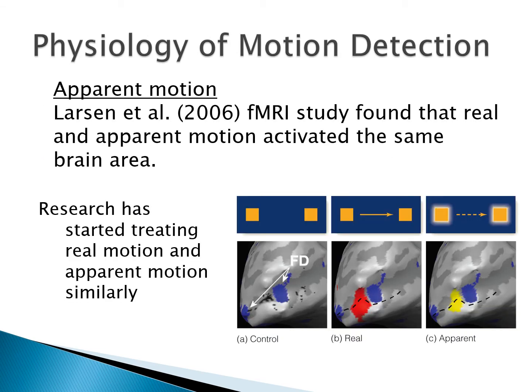And as we're looking at apparent motion now, Larson and colleagues in 2006 did an fMRI study that found that real and apparent motion activated the same brain region. So research has really started treating real motion and apparent motion similarly.